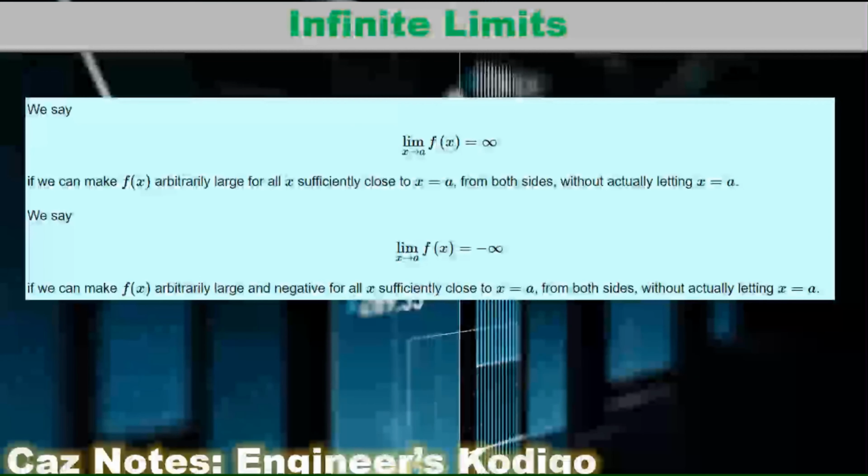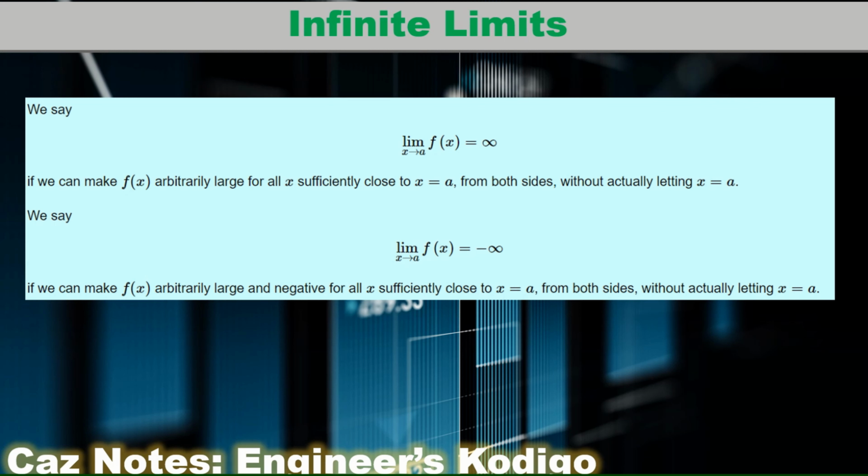So first, let us define a theory about infinite limits. We say that the limit of the function f of x as x approaches a is equal to infinity if we can make the function f of x arbitrarily large for all x sufficiently close to a from both sides, without actually letting x equal a.